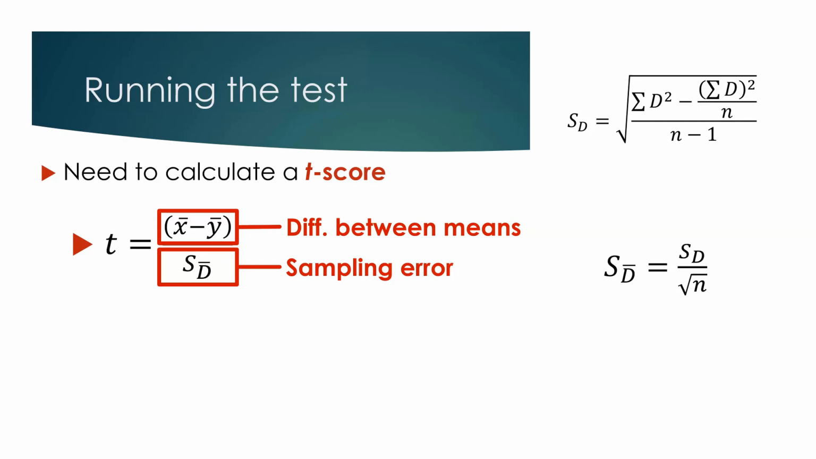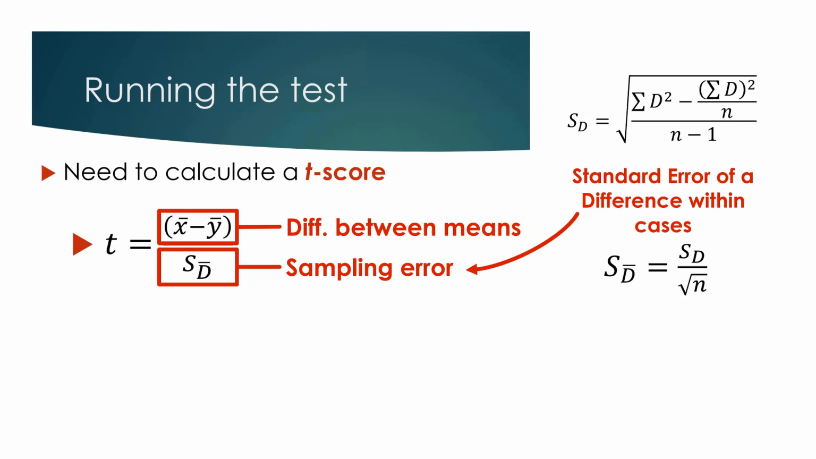So we have the sample mean from the first time minus the sample mean from the second time. So X bar minus Y bar. Still, it's the difference between our means. It's the top part. The bottom part is sampling error. Now, the sampling error here is called the standard error of a difference within cases.